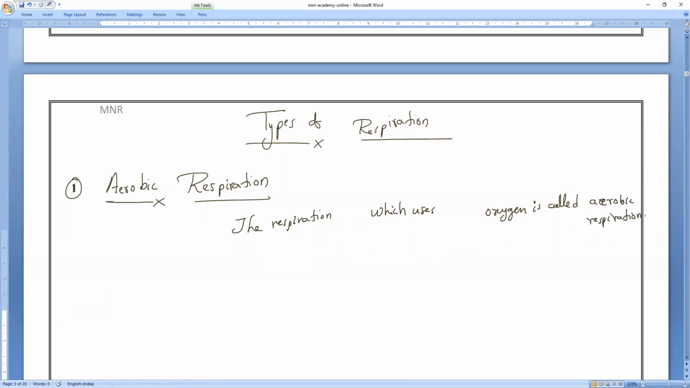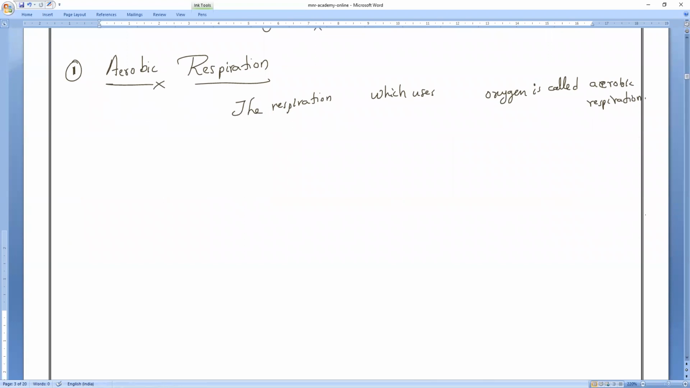So this aerobic respiration uses oxygen from where? From air. So that is why aerobic actually means with the air. That is the meaning of aerobic. It means the oxygen which is present in the air is what we are using. That is the meaning of aerobic respiration.